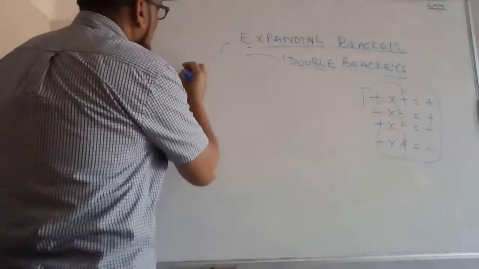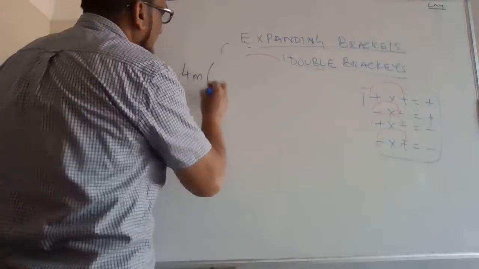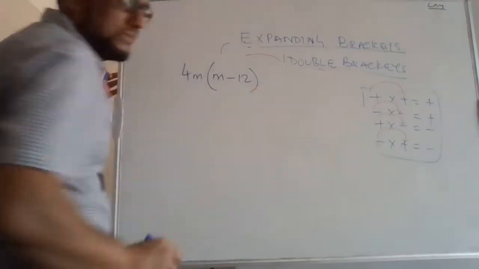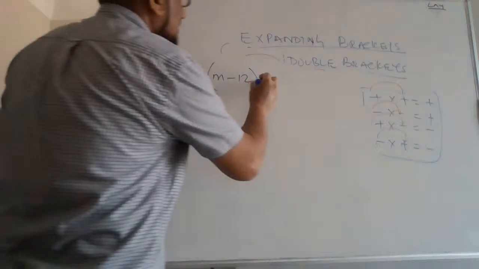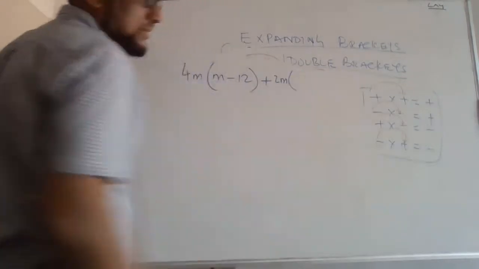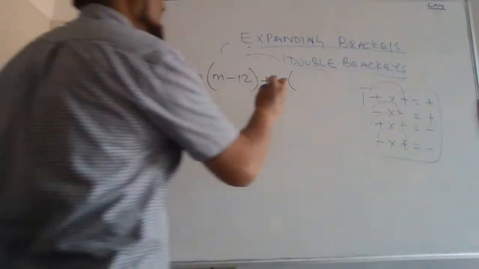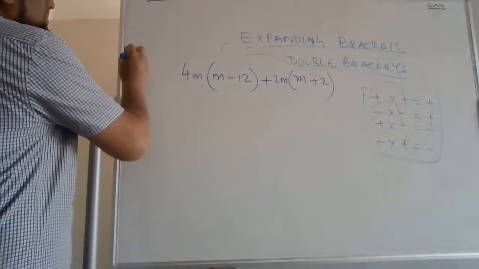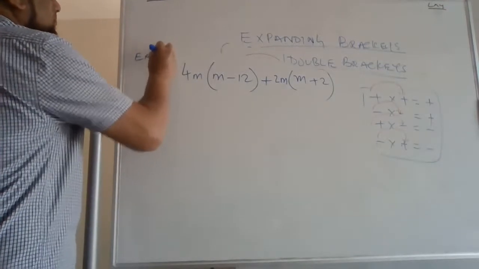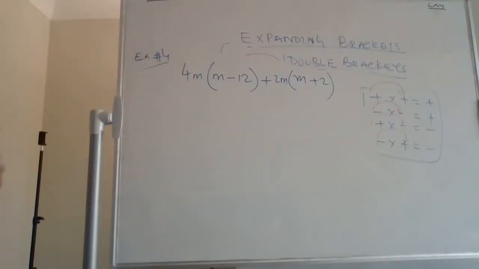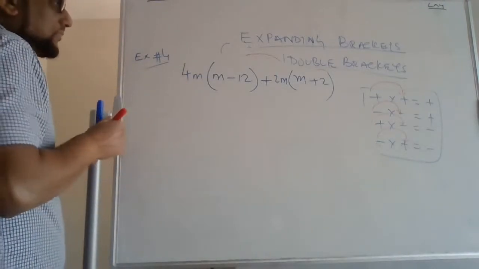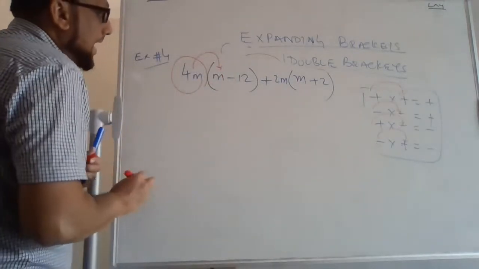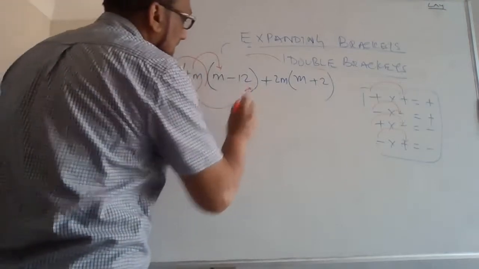If I say that 4m(m - 12) + 2m(m + 2). So this is our final example number 4. So what we do simply, this 4m first we need to multiply with this m, and after that you need to multiply with this 12.